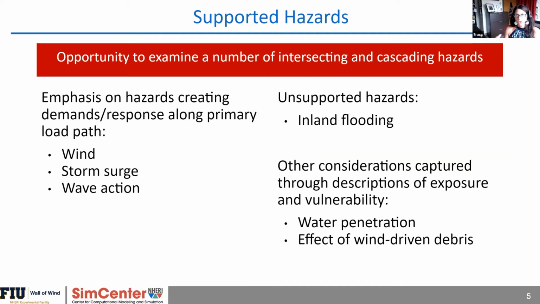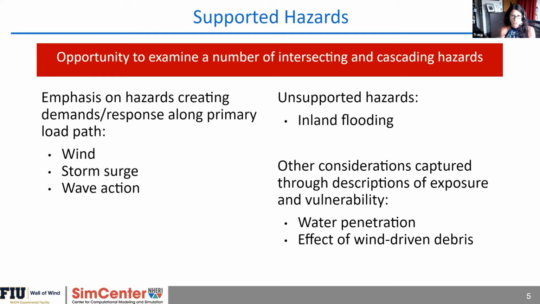So when we come over to hurricanes, what's exciting is the opportunity to look at intersecting and cascading hazards. Now we get to start exploring how we create a computational environment that can look at the response of wind, storm surge, and wave action. And what we want to be able to look at are those particular hazards because they are the ones that induce demands, and primary demands, on the load path of the structure.